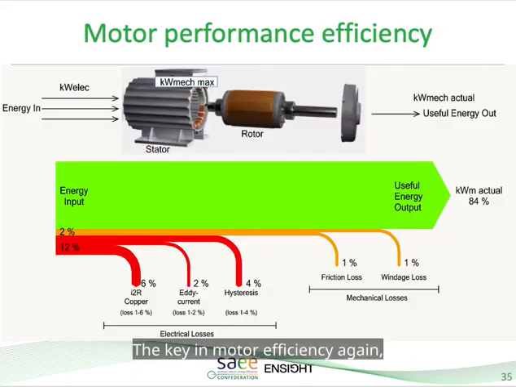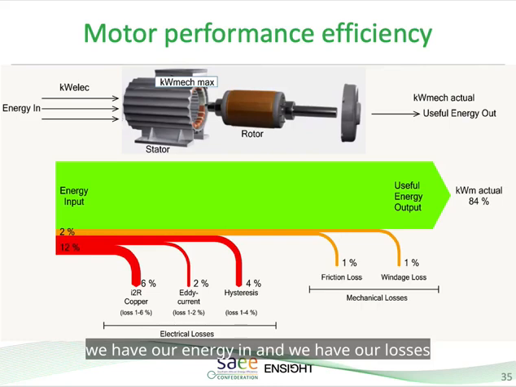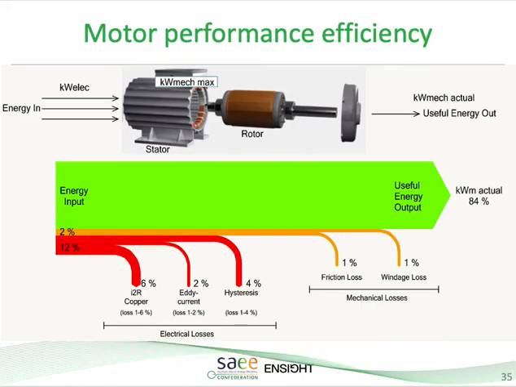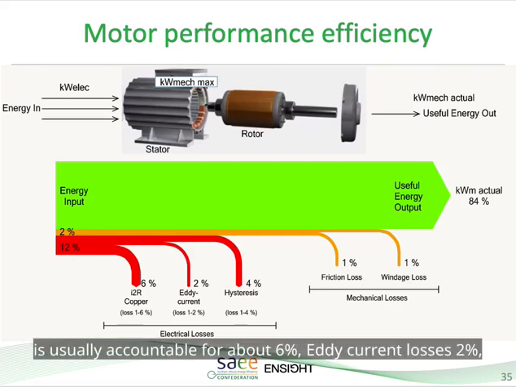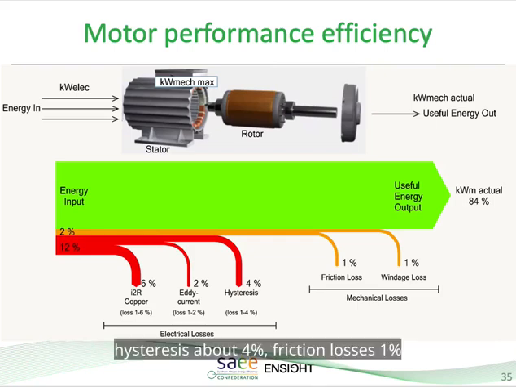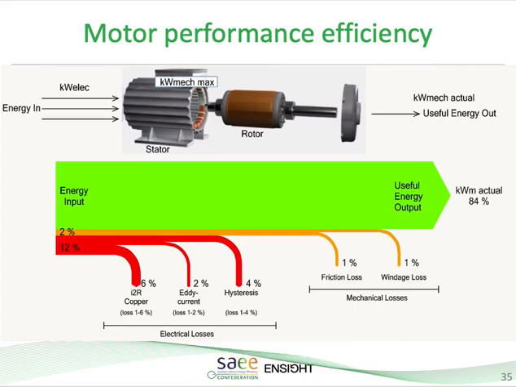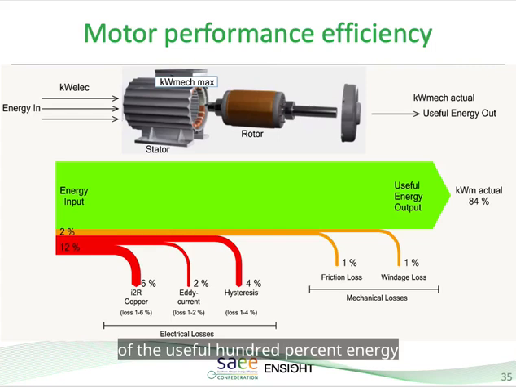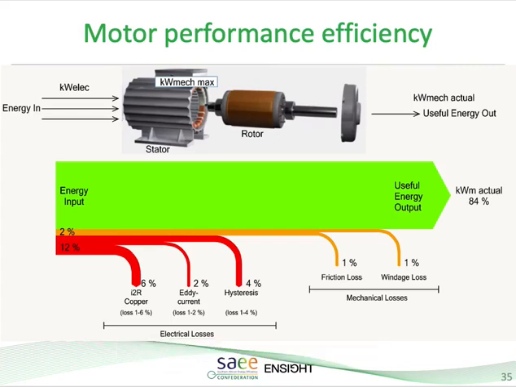Looking at motor efficiency again, we have our energy in and we have our losses, and we get our useful energy out. In the energy in, I squared R losses usually account for about 6%, eddy current losses 2%, hysteresis about 4%, friction losses 1%, and windage losses 1%. And we get out about 84% of the useful 100% energy that we've put into the motor.